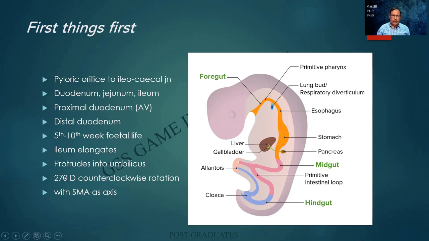There is also a counterclockwise rotation. Sometimes this can lead to malformation or to a dextroposition of the organs. And all this occurs with the mesentery or the mesenteric artery as an axis. These are a beautiful set of diagrams I have retrieved and I have acknowledged the source also. Please do see it.